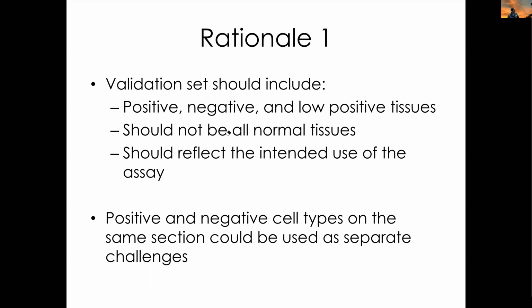Some of these should be diseased tissues. They should not all be normal tissues. And as much as possible, they should reflect the intended use of the assay. Now, as a clue here, you don't need to have one slide per assay. Clearly a particular tissue sample that includes both positive and negative cell types on the same section could be utilized, and thus drastically reduce the amount of reagent or tissue that needs to be assayed, particularly in the situation, as we'll talk about later, where TMAs may be employed for some of these sorts of things.